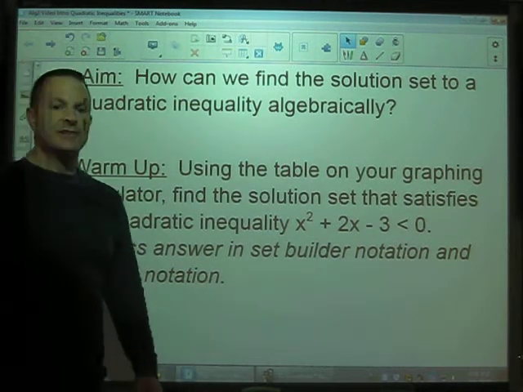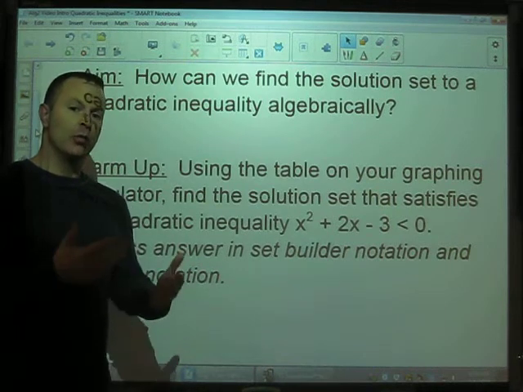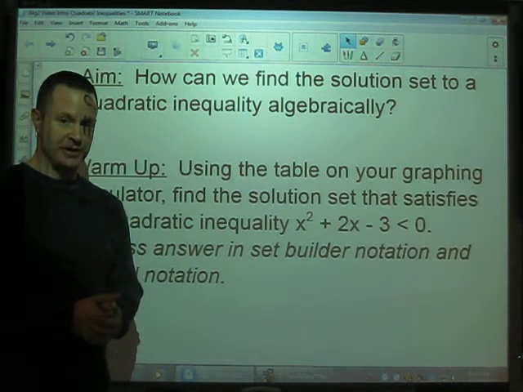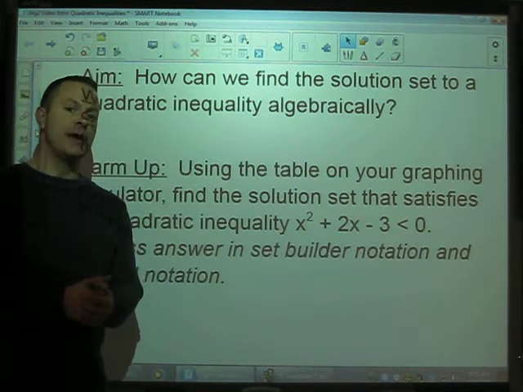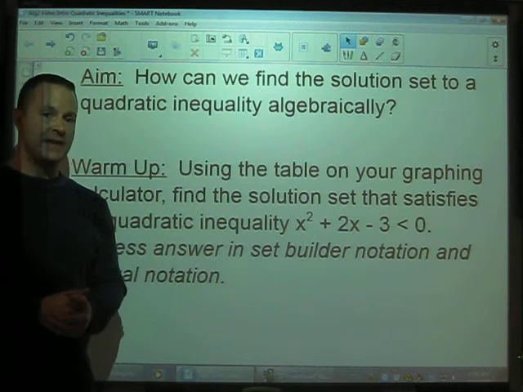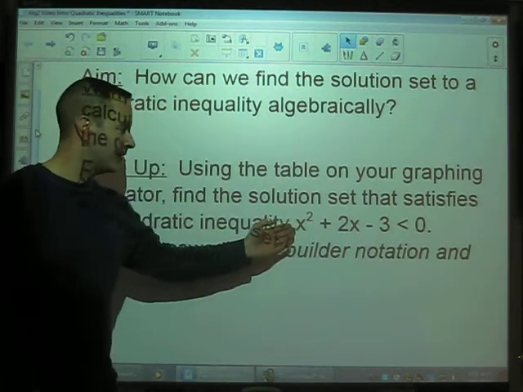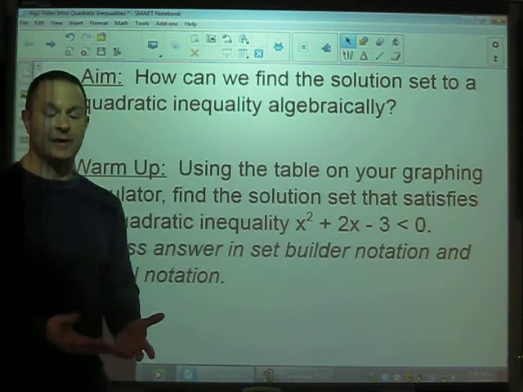Hello, this is a lesson on how to find the solution set to a quadratic inequality. We will list the answers both in interval notation and also set builder notation. Before I show you an algebraic way of doing it, I'm going to show you a method on the table on your graphing calculator that can help you notice where this quadratic inequality will have values that are less than 0, or in essence, numbers that are negative in value.